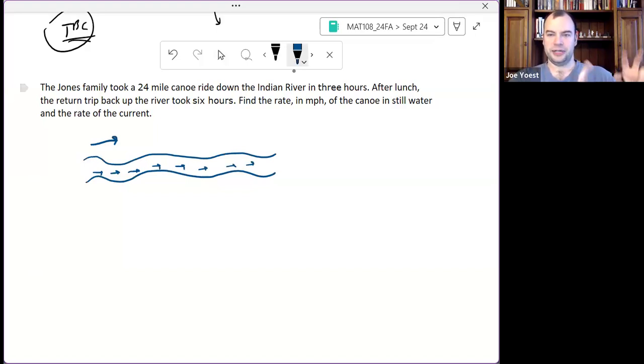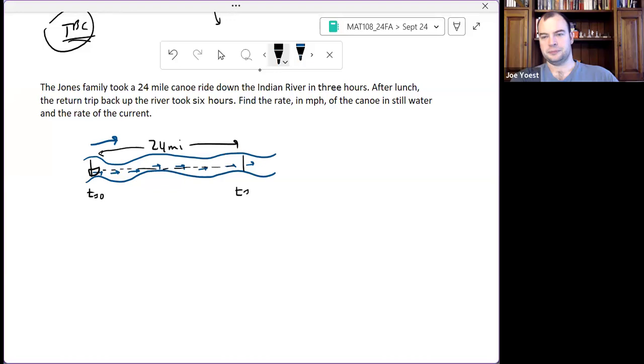And I know the ride down the river took 3 hours, and the ride back took 6 hours. So the canoe had a faster relative land speed on the first part than the second part. The canoe started here at, say, time 0, traveled this 24 miles, and it took 3 hours to do that. And then coming back the other direction took 6 more hours.